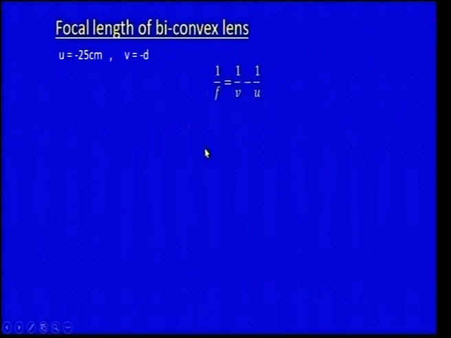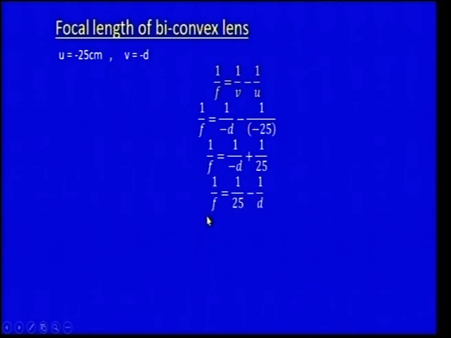This is the lens formula, 1 by f equal to 1 by v minus 1 by u. Substituting all the values in this equation, 1 by f equal to 1 by minus d minus 1 by minus 25. Now 1 by f equal to 1 by minus d, and minus into minus becomes plus 1 by 25. Now we can write 1 by f equal to 1 by 25 minus 1 by d. Then 1 by f equal to d minus 25 by 25d. Then f equal to 25d by d minus 25. So this is the formula for calculating the focal length of the biconvex lens.